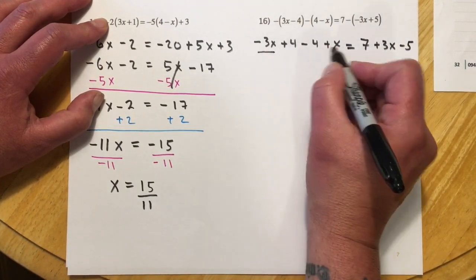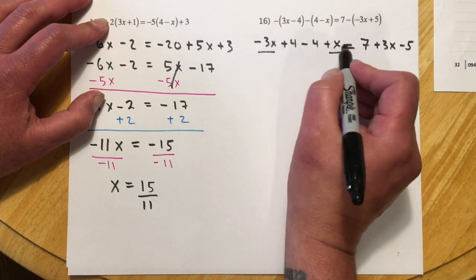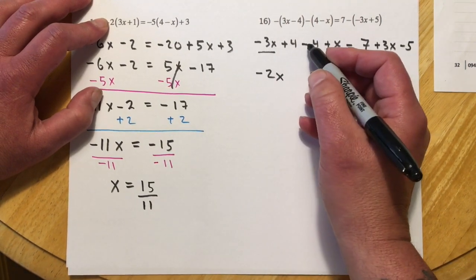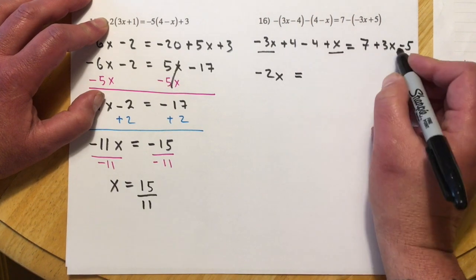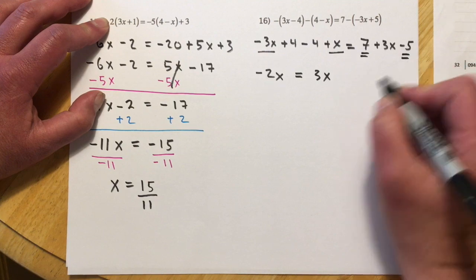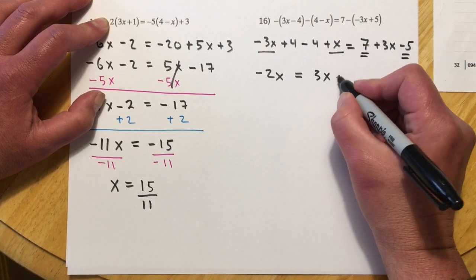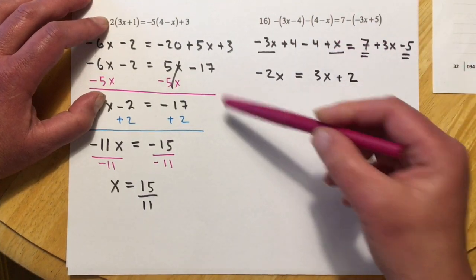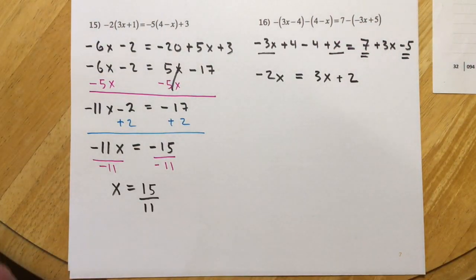And then I'll collect my terms. So negative 3x plus x, that's negative 2x. Plus 4 minus 4, that's cool, those are gone. And then over here I have 3x, and then 7 and minus 5, so that's going to be a plus 2. And then I'm just going to subtract the 3x over and get my x's on one side.